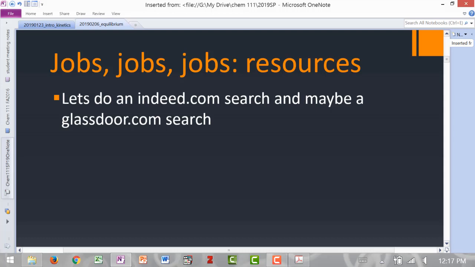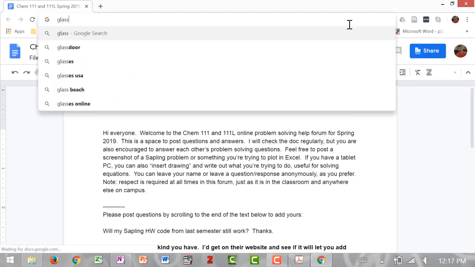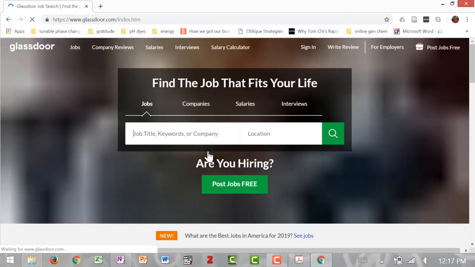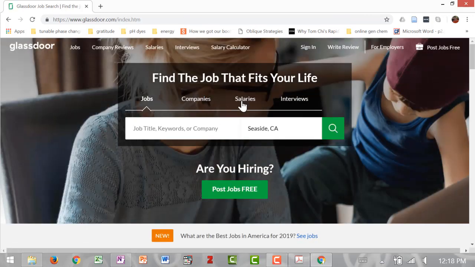Let's try one. You want to look for jobs or salaries? Salaries. Nobody ever wants to look for jobs. They always want to look for salaries. I have like five YouTube semesters of people saying salaries with no hesitation. I would say the same thing. Glassdoor. Find the job that fits your life. Okay. Jobs, companies, salaries, interviews. Never done interviews. I don't know what that is. Let's look for salaries. All right, where do you want to live? The bigger metropolitan area you pick, the more stuff we will see. Where do you want to live? New York. What do you want to do?